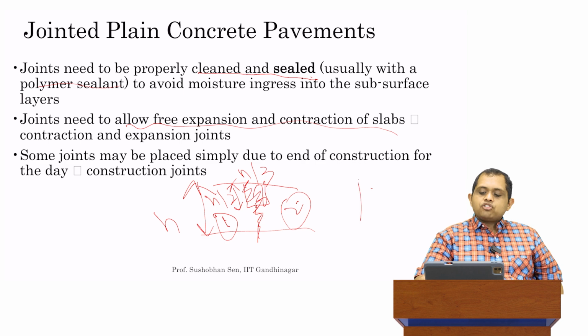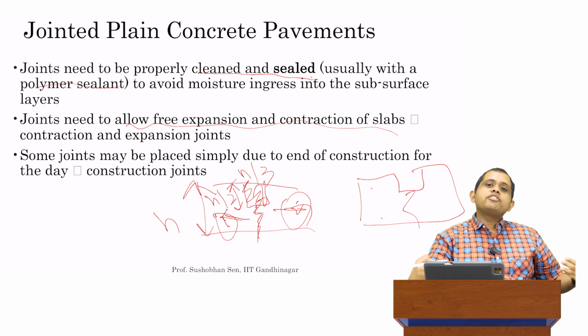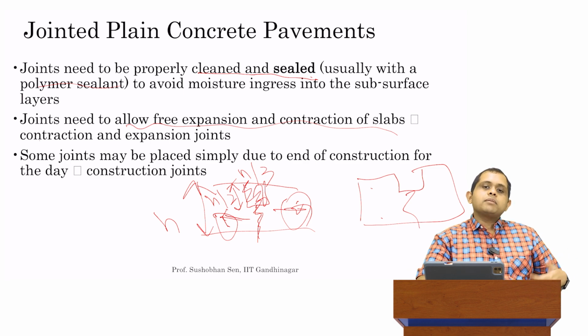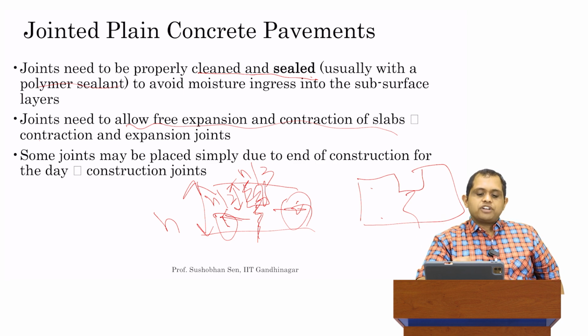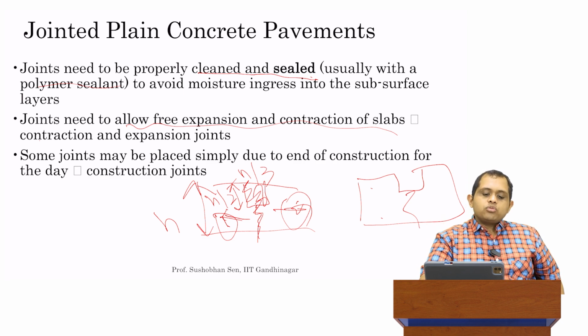So when we have a joint between these two slabs, which I'm drawing over here, then if they contract, they must be able to freely contract without any additional stress. Similarly, when they expand, they must be able to freely expand. So there is typically a minimum required joint width, which enables this expansion and contraction to happen. These types of joints we call contraction and expansion joints.